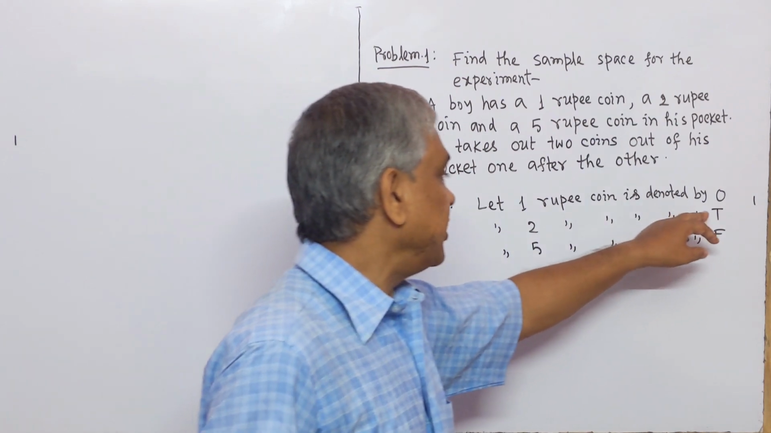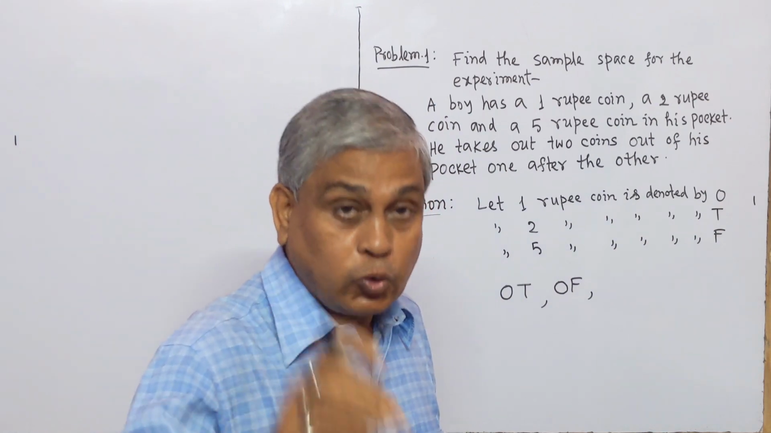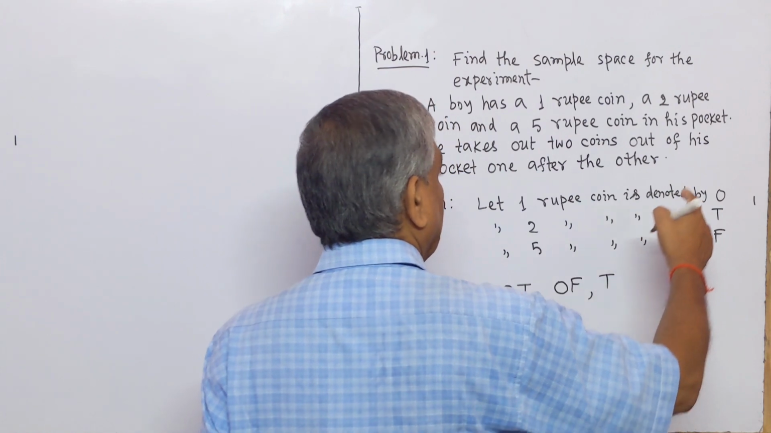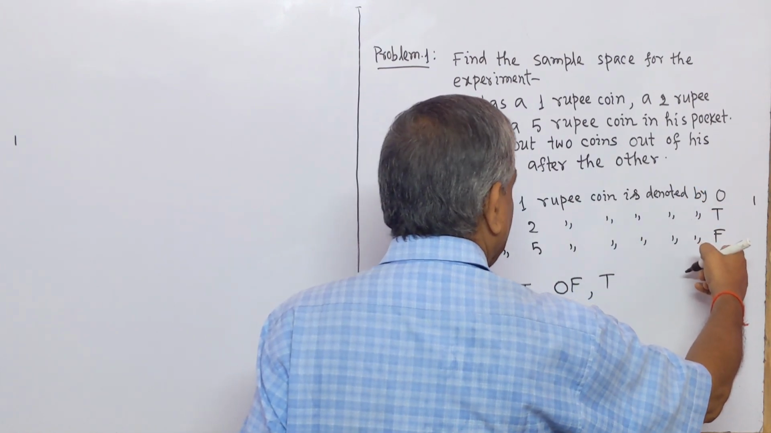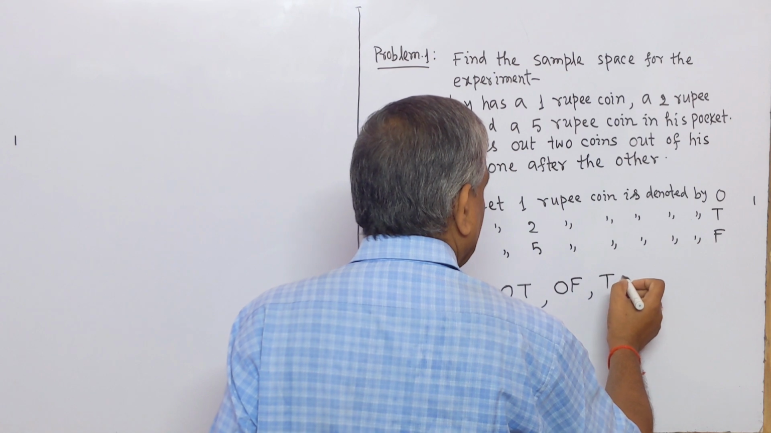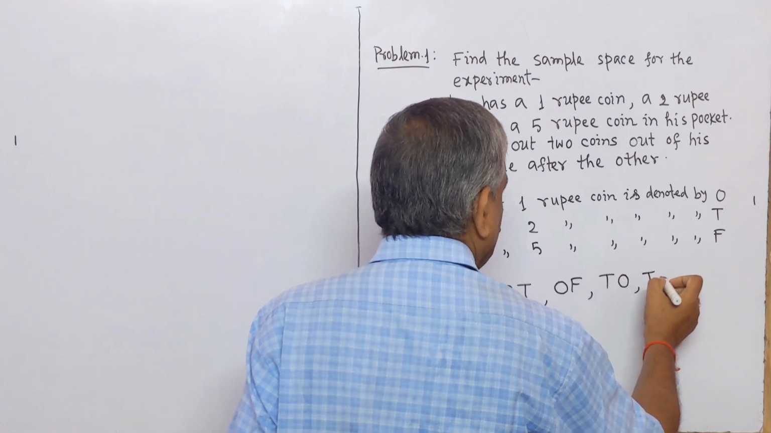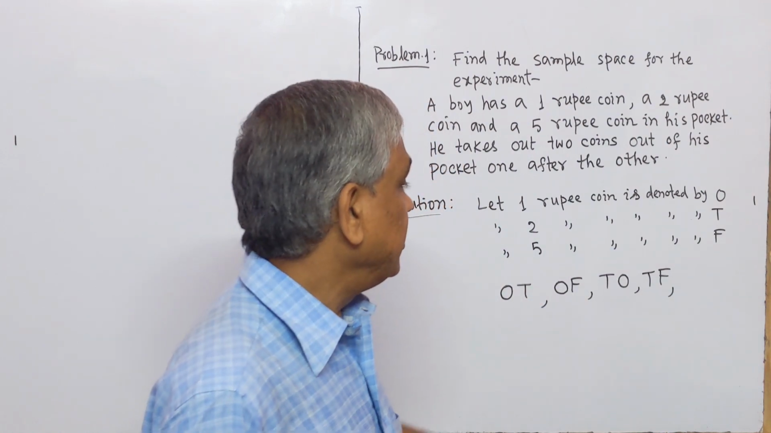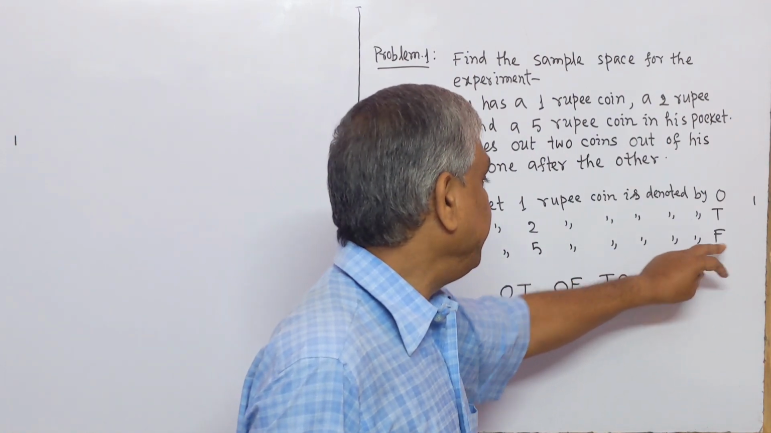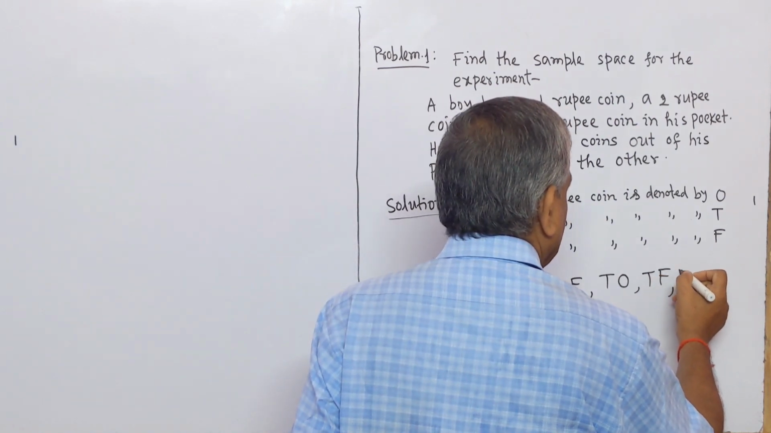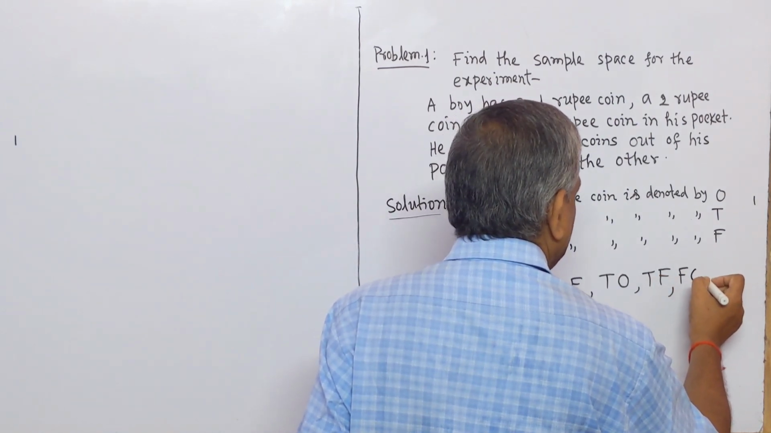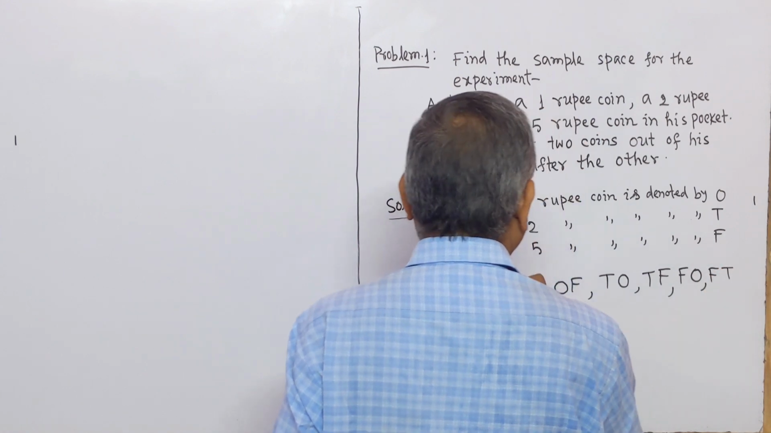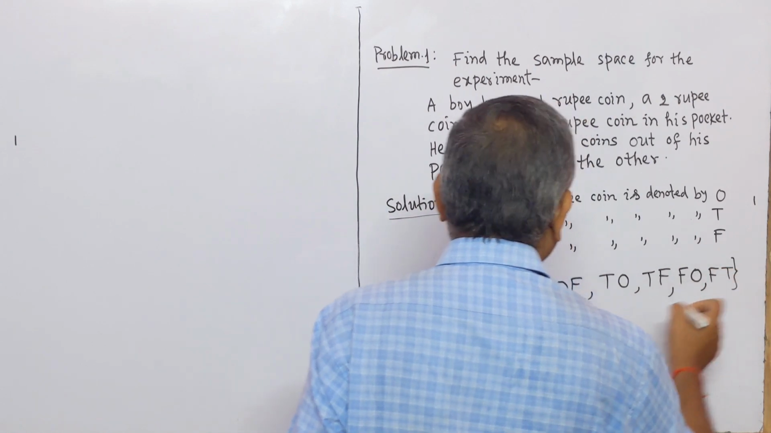If in the first chance he takes out 2 rupee coin, then in the second chance 1 rupee coin or 5 rupee coin. So we may write TO, TF. If in the first chance he takes out 5 rupee coin, then in the second chance 1 rupee coin or 2 rupee coin, and this will be the sample space.